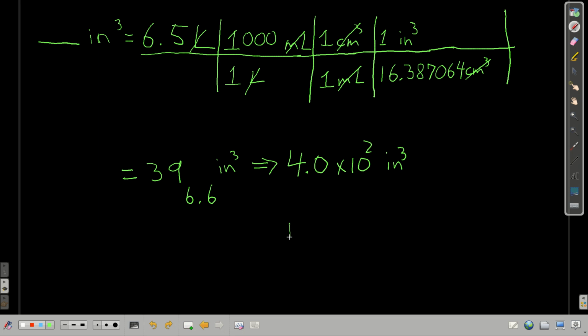However, the problem is, if I wrote 400, just like that, how many inches cubed? How many sig figs? 1, right? Because there's no written decimal point. If I put the decimal point, now how many sig figs? 3, right? 1, 2, 3. But I only need 2. The only way to write this number to 2 sig figs correctly is to use scientific notation. So this is not right. Get rid of that. The right answer is 4.0 times 10 to the second cubic inches. So 6.5 liters is about 400 cubic inches.